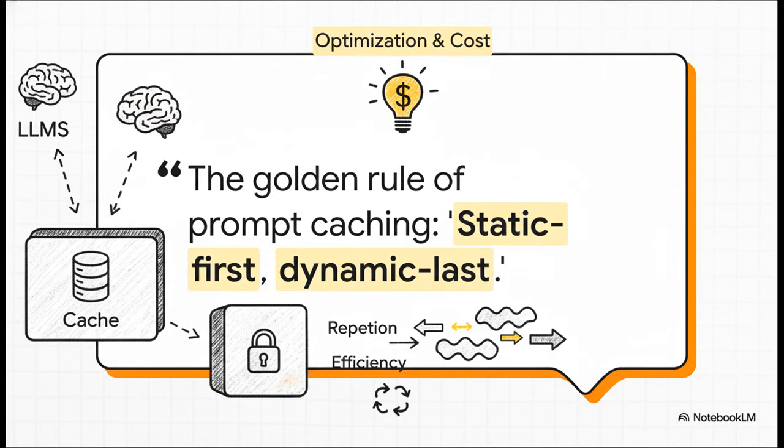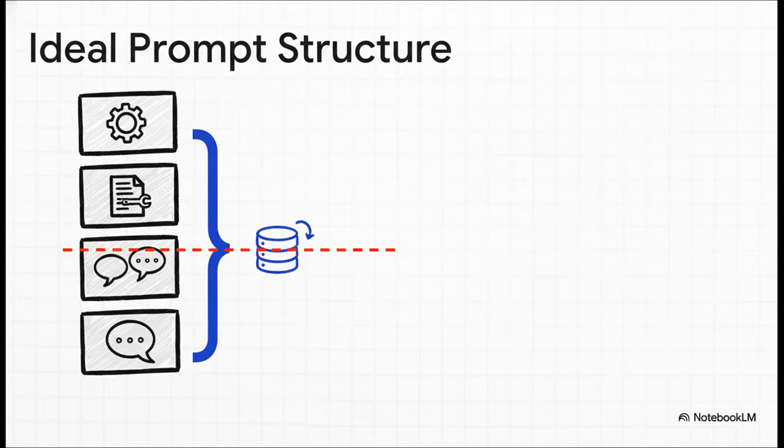Everything that stays the same goes at the beginning. Everything that changes goes at the very, very end. So you want to build your prompt like a layer cake in a consistent, predictable order. You start with your system prompt. Then you add your tool definitions. After that, you layer in any big documents or examples. And only then, at the absolute bottom, do you stick the part that's different every time, the user's actual question. This gives you the biggest possible static prefix to cache.